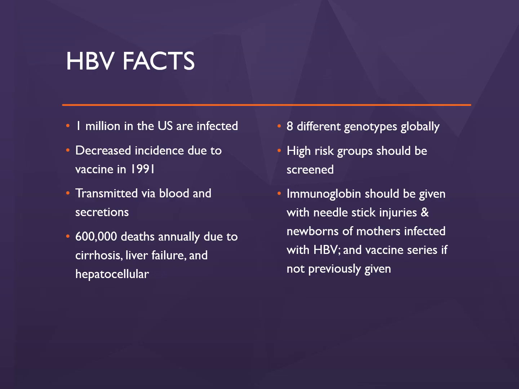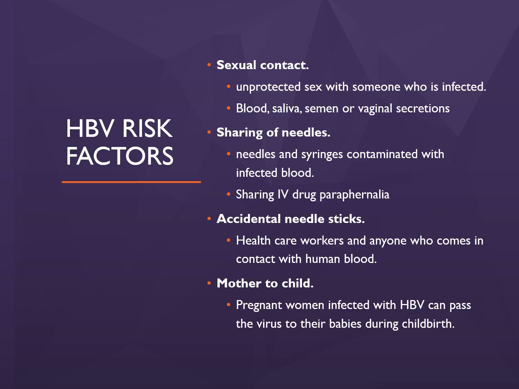Now let's transition to hepatitis B. What do we know about hepatitis B? Over 1 million people in the US are infected with hepatitis B. It is transmitted through the blood. Hepatitis B alone has several different genotypes in it. When you have patients who have been exposed to hepatitis B, there are some immunoglobulins that can be given if a patient has an immediate needle stick and may have been exposed to hepatitis B. You can also give it to newborns who have a mother who is positive for hepatitis B.